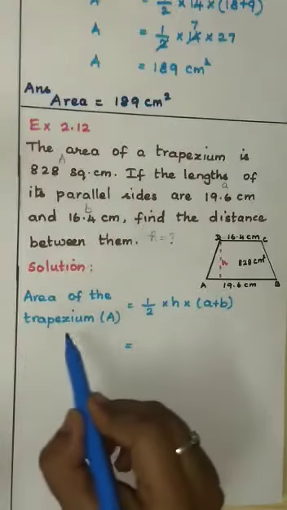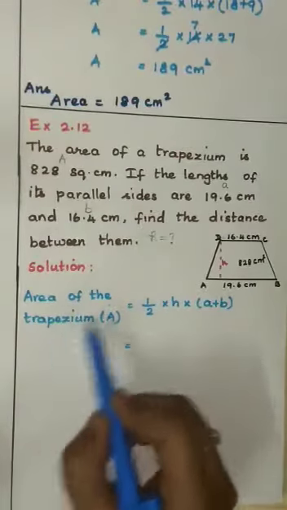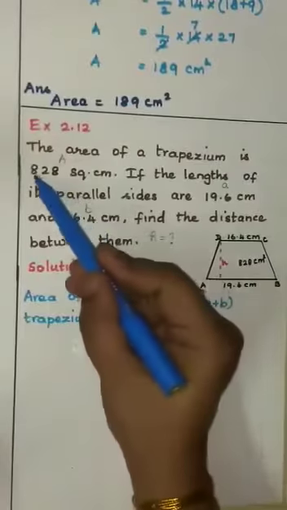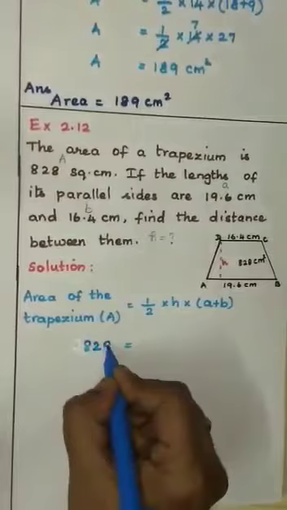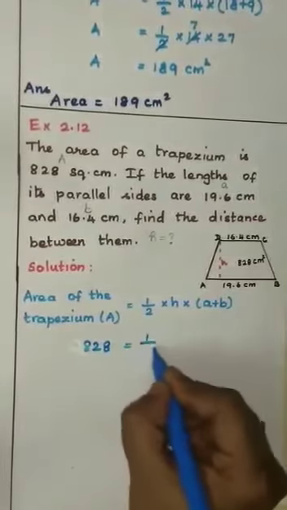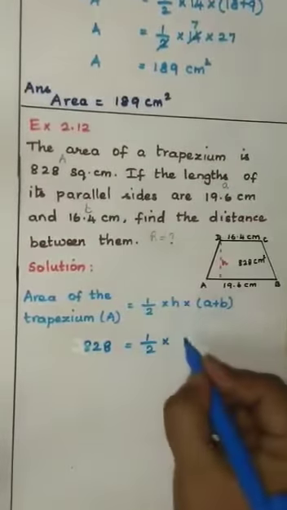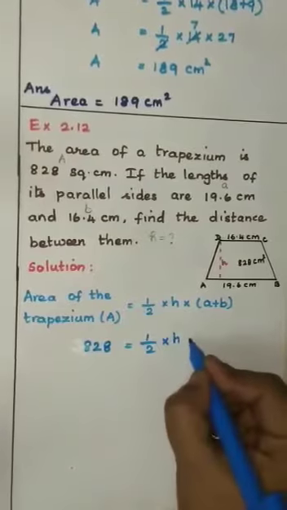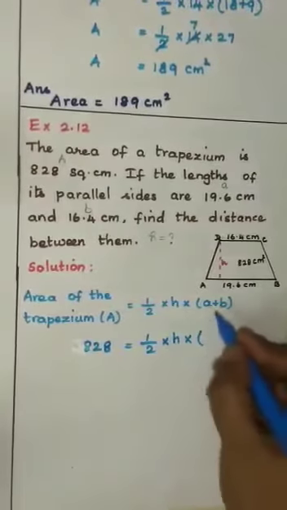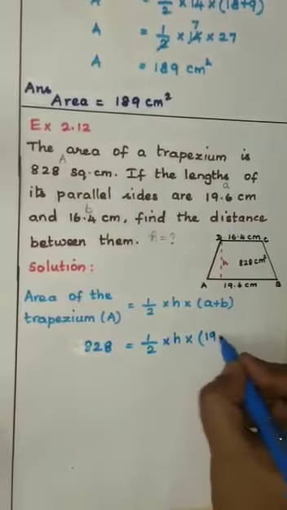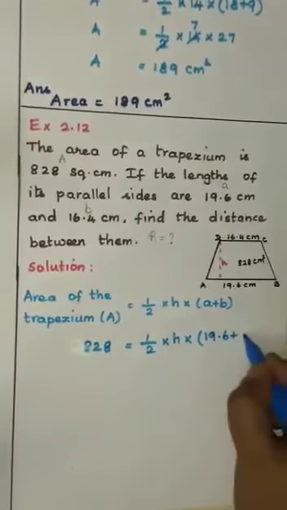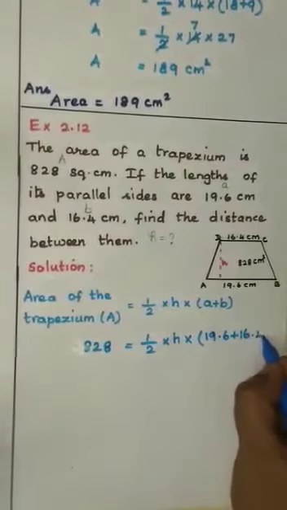Substitute the values in the formula. Area of the trapezium, that is 828. So write 828 equal to half into the value of h, we have to find, so write h, into (a plus b). The value of a is 19.6 and b is 16.4.